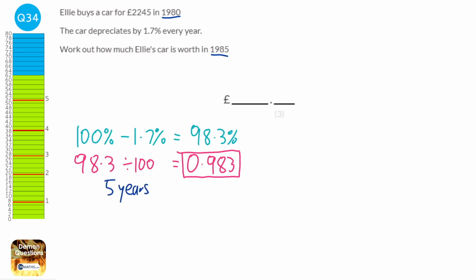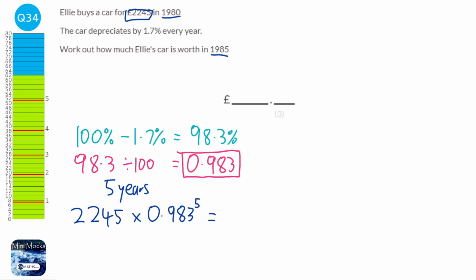And so what we do is we get the original amount, which was 2,245, and times it by the multiplier 5 times. Now, I can't be bothered on my calculator to times it by 0.983 5 times. So what you can do is you can do it to the power of 5, which basically means the same thing. That gives us 2060.553. And when we round that, that would be £2,060 and 55 pence.